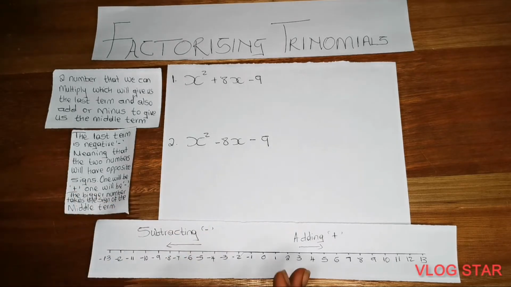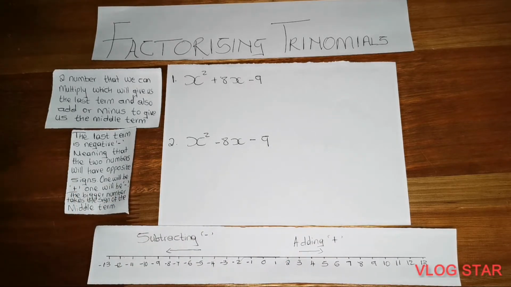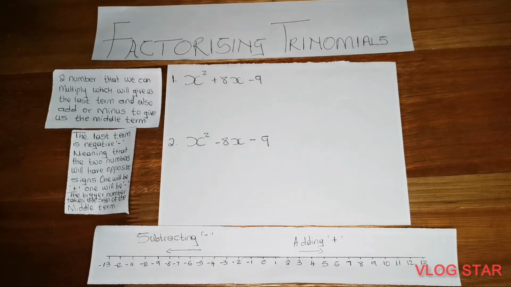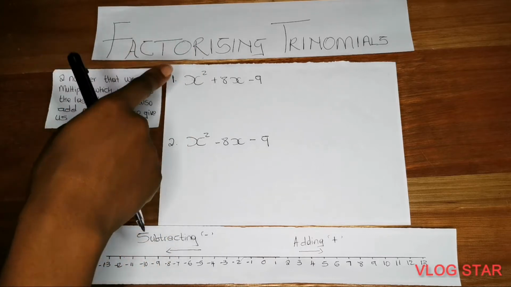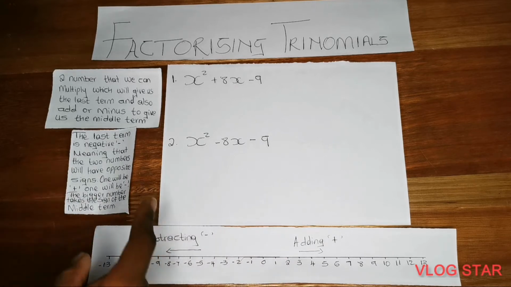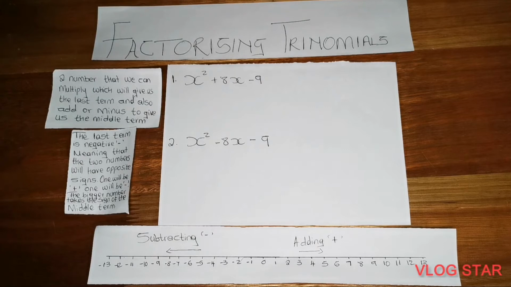So as I said in the previous videos, the principle is still the same. We are going to find two numbers that we can multiply, which give us the last term, and add or subtract to give us the middle term. So the difference right here is just the signs, where right now we have the last number being negative. When we have the last number being negative, it means that the two numbers that we're going to find are going to have opposite signs. How do we know which number takes which sign? The bigger number takes the sign of the middle term.